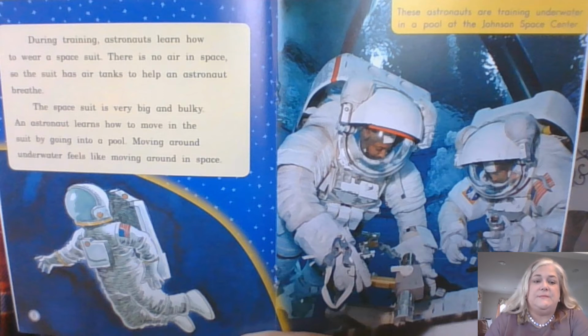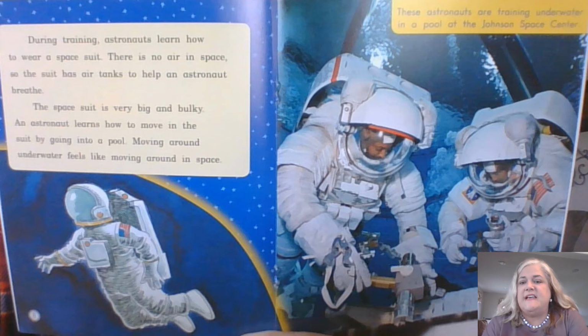Let's continue. During training, astronauts learned how to wear a spacesuit. There is no air in space, so the suit has air tanks to help an astronaut breathe. The spacesuit is very big and bulky. An astronaut learns how to move in the suit by going into a pool. Moving around underwater feels like moving around in space.